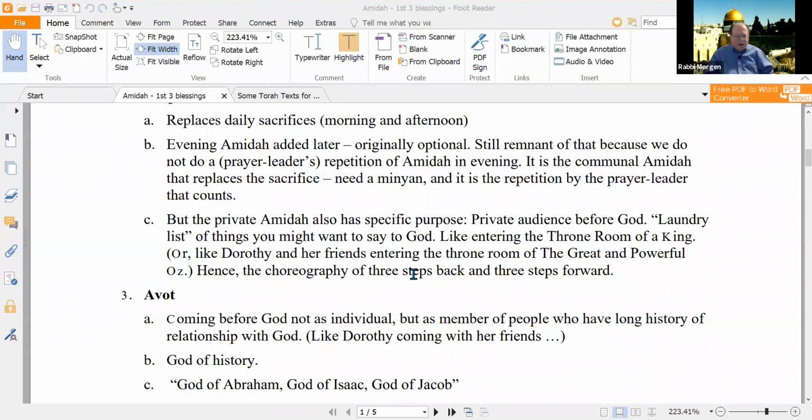Okay, so that's that part there. So you come in with your private audience to God, you take your 3 steps back, your 3 steps forward.